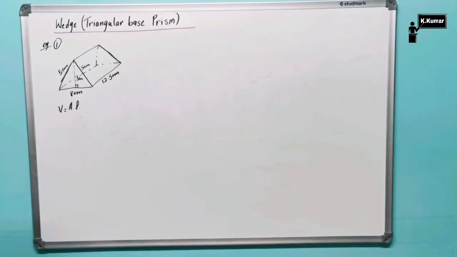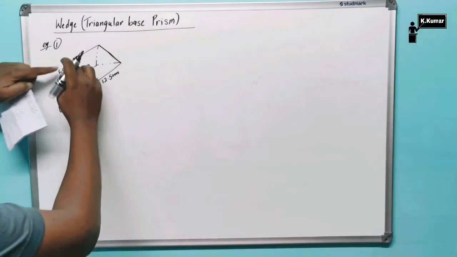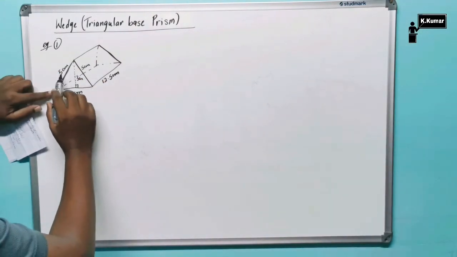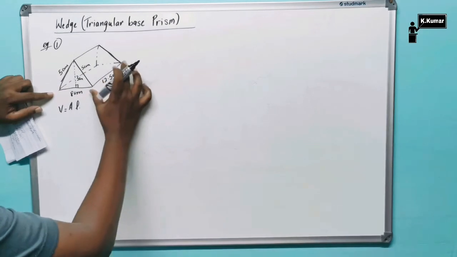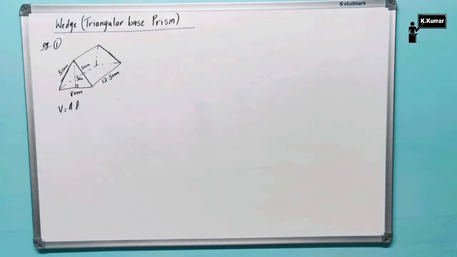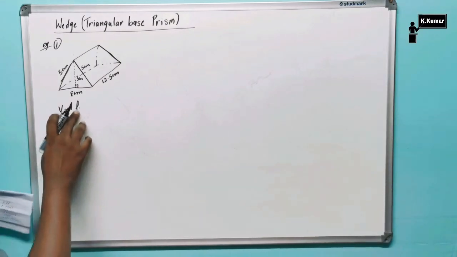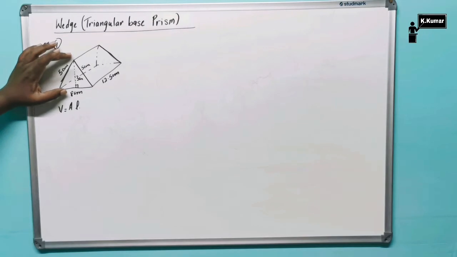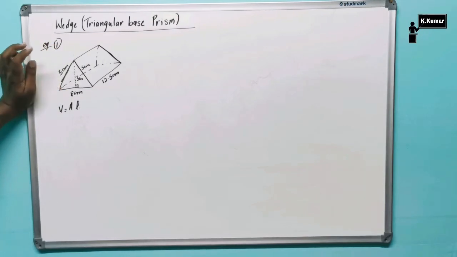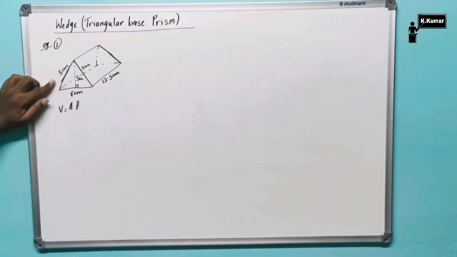So you have a triangular base prism here, and they give you the three sides of the triangle, which is 5, 5, 8, and they also give you the height, which is 3 cm, and then they give you the length as 12.5 cm. Now volume is equal to the area of the cross section times the length. Remember, our cross section is a triangle, and if you could recall, when we did area, there are two ways of finding the area of a triangle. One is using the half base times height formula, and the other is using the Heron's formula.